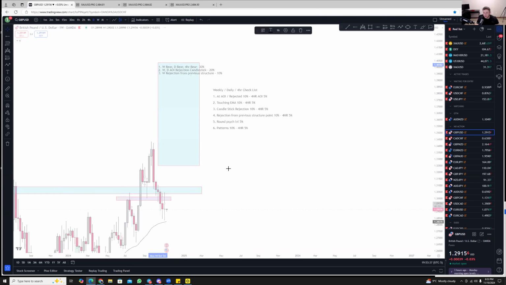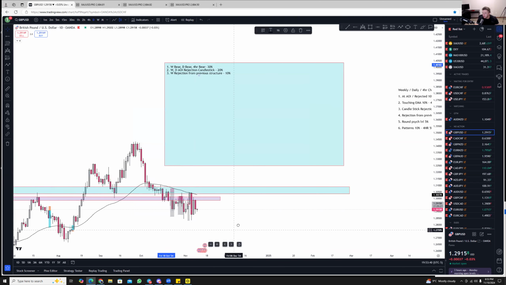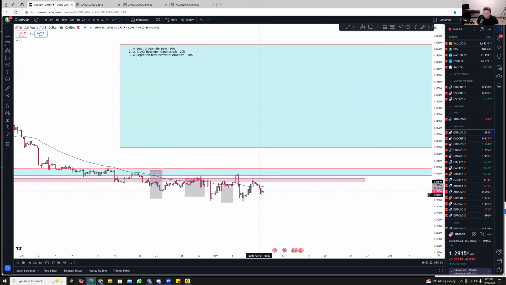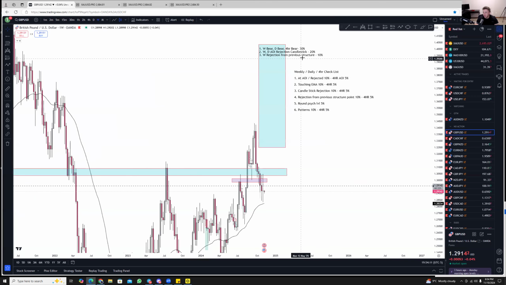Weekly. Now let's go to our daily. Do we have a daily rejection from previous structure point? Well, there's a higher high, 1, 2. No. 4-hour, 1, 2. Well, I'm going to say no just because we need the pullback still. Quite frankly, I want to see us come up into here and sell. So let's go to our next one.